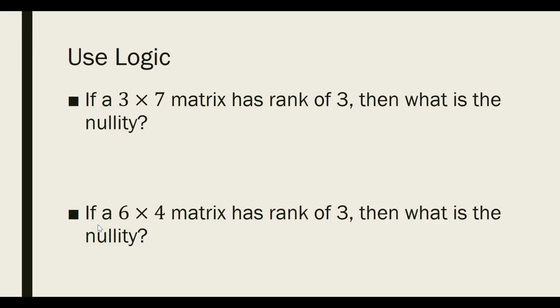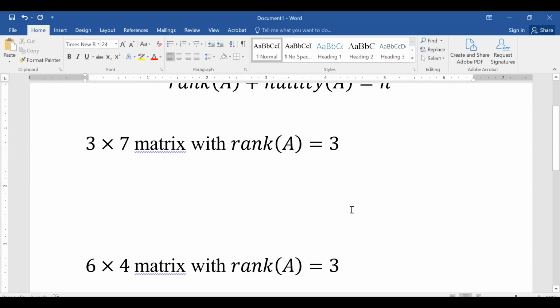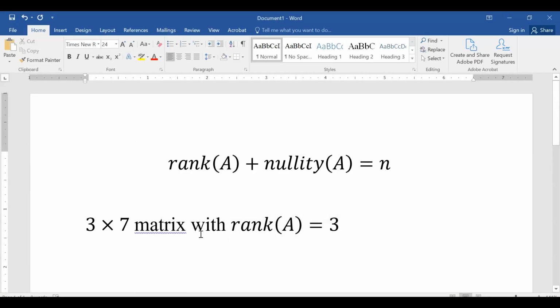Now, in this situation, we have a 3 by 7 matrix which has rank of 3. We know the rank plus the nullity has to be n. Remember, n is the number of columns. So a 3 by 7 matrix has 7 columns.